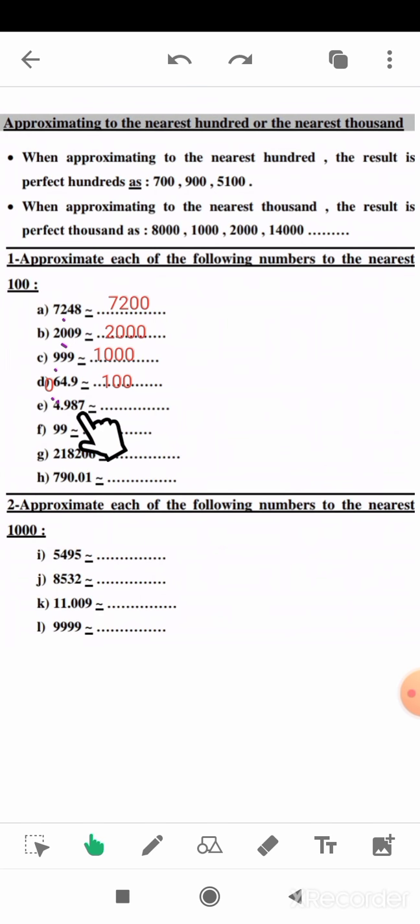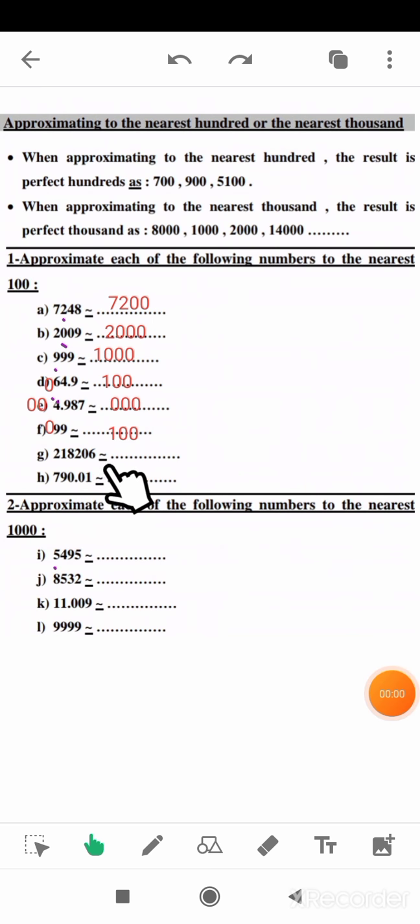4,987. Okay, 4 is the unit, and we have here units, tens, hundreds. Tens is 0 and hundreds is 0, so the result is 0. We have here 99, units, tens, and I don't have any hundreds, so I put 0. 9 is a happy number or rich number. Give 1 to the hundreds, so it will be 100.